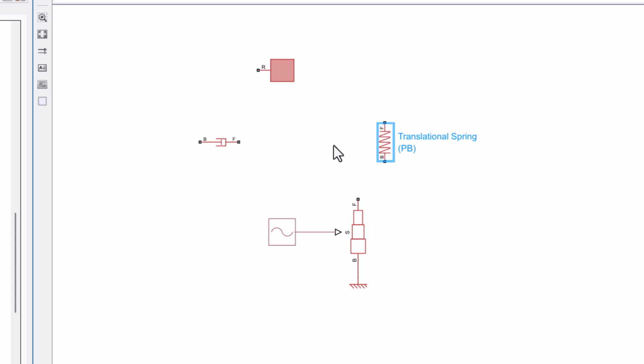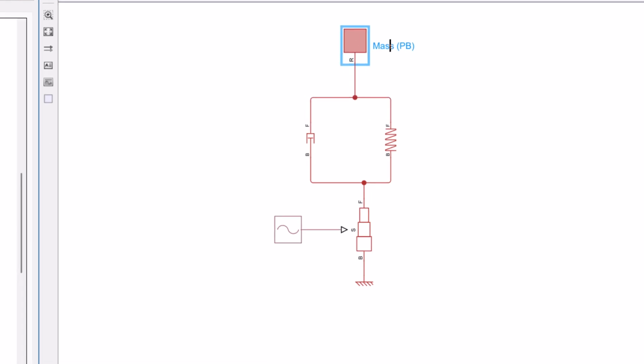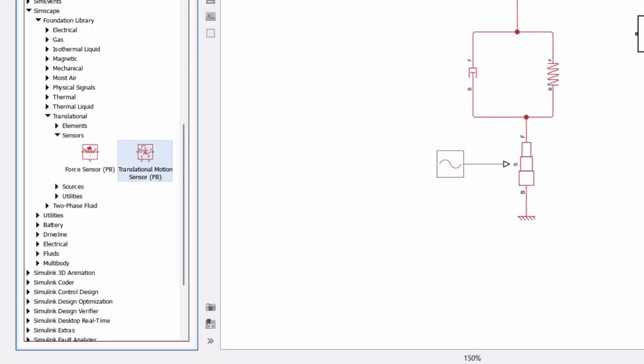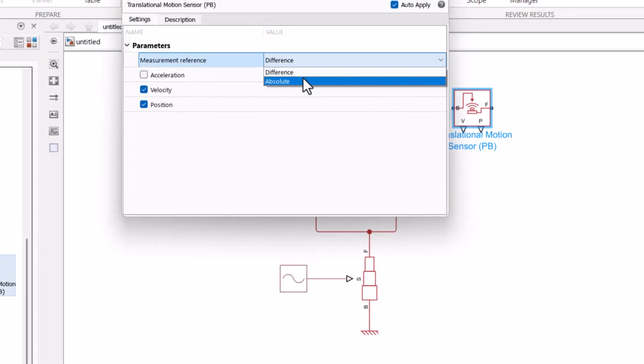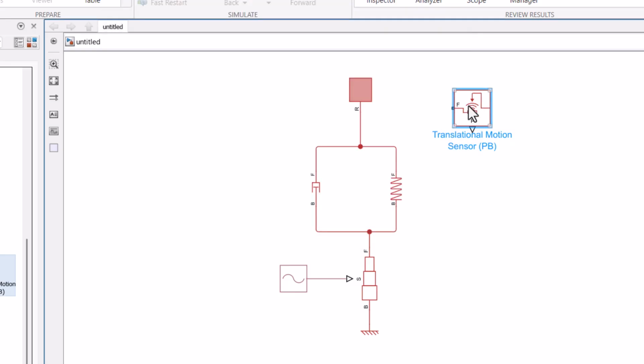So then I am going to connect my damper and the spring to the road, and I also connect my mass to them. I also need a position sensor. So under sensors, I find a translational motion sensor. I set it as an absolute position sensor, and I connect it to my mass.